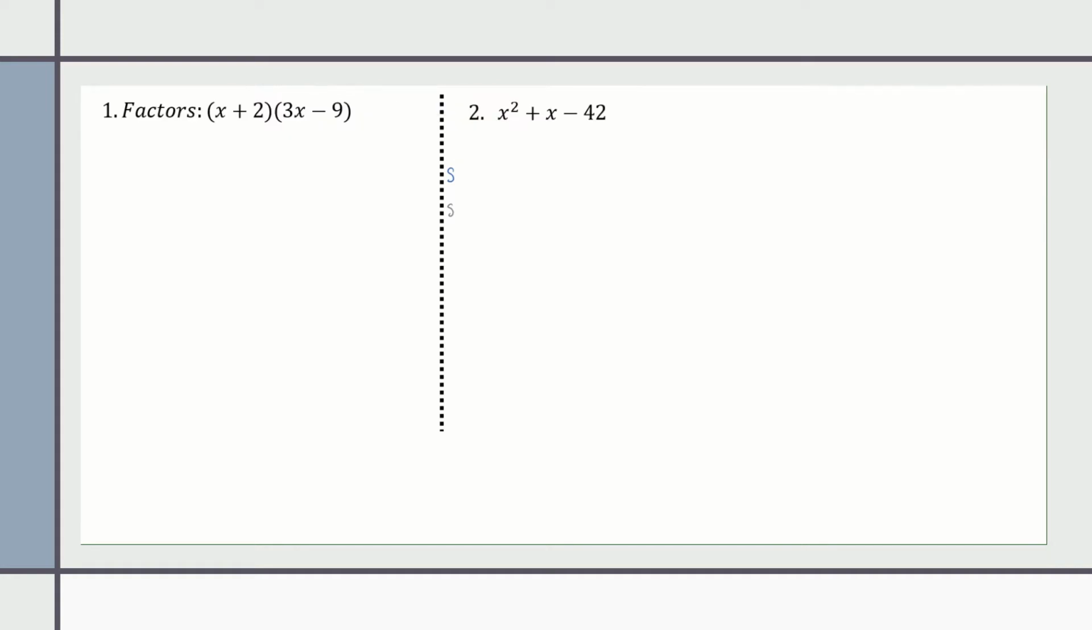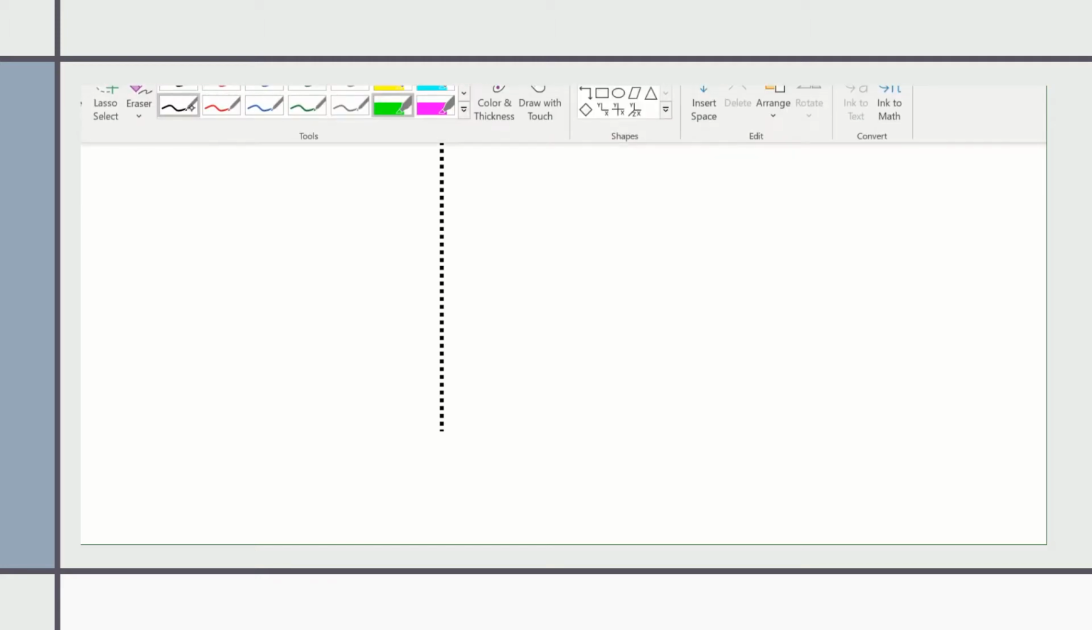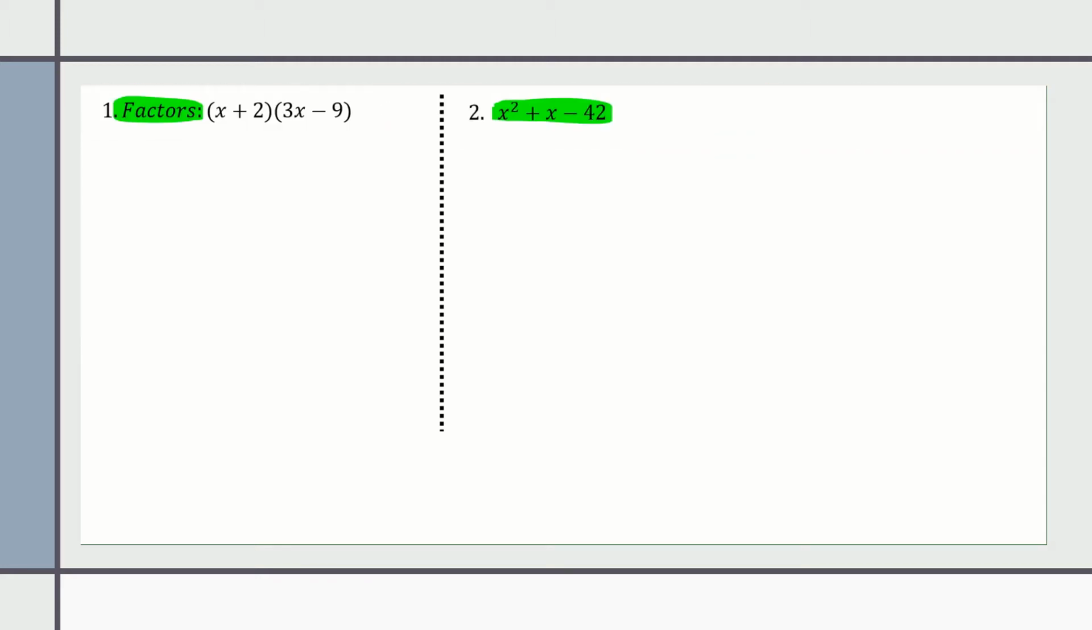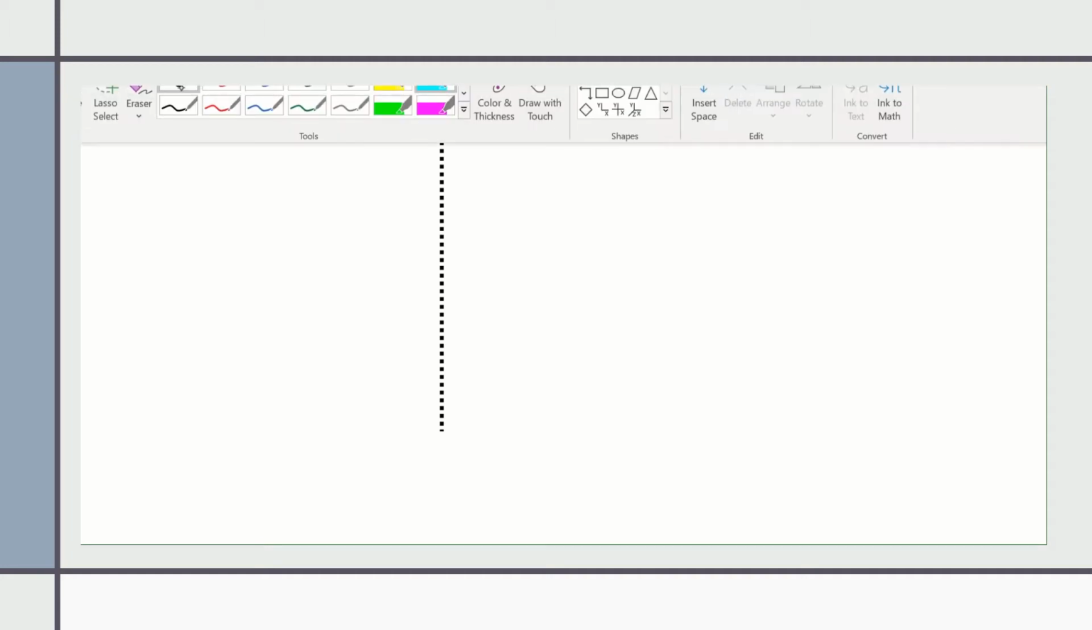This video will help you review how to find the roots of a quadratic expression when you're given the factors of a quadratic expression. So we're going to have two different examples here. We'll start off with the one on the left, which is when you're given the two factors. Whatever's inside the two parentheses, those are your two factors.